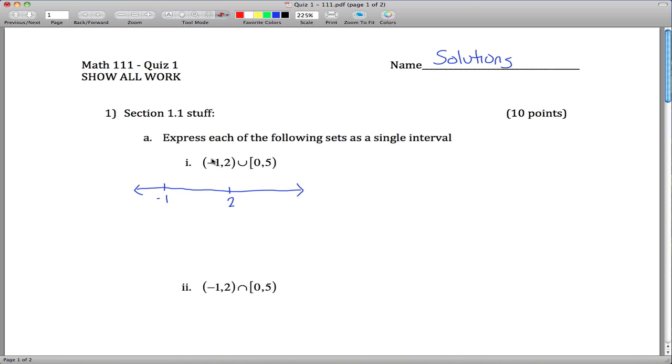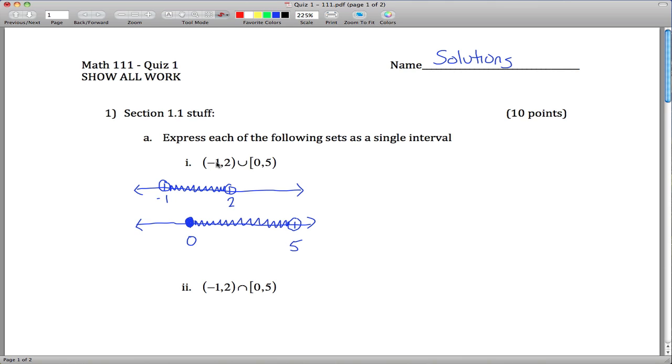So let's see, in this first interval we want everything from -1 up to 2, but not including either of those points. And then in the second interval, maybe I'll graph it right below, we want everything from 0 up to 5. We do want to include 0 because we have a closed bracket here, so I'll color this dot in. But we don't want to include 5. We want everything in between the two.